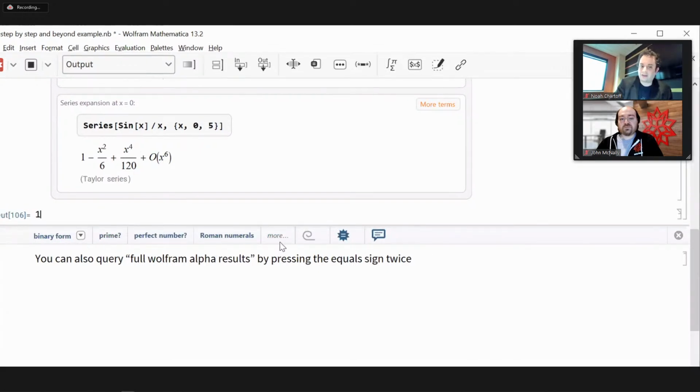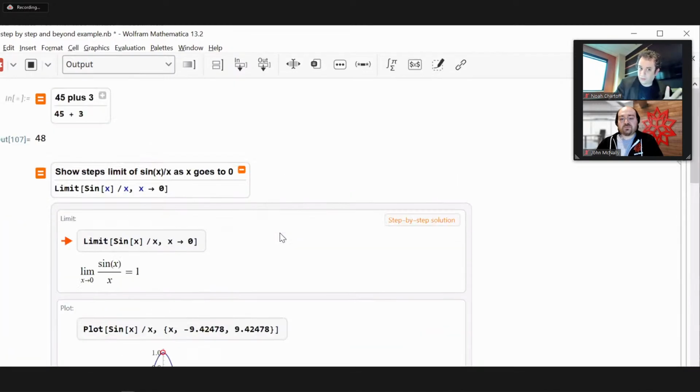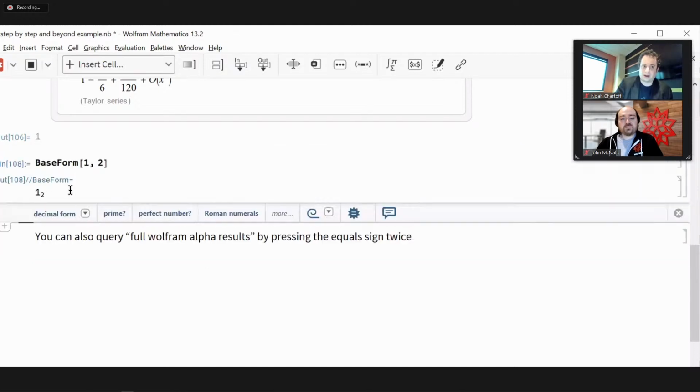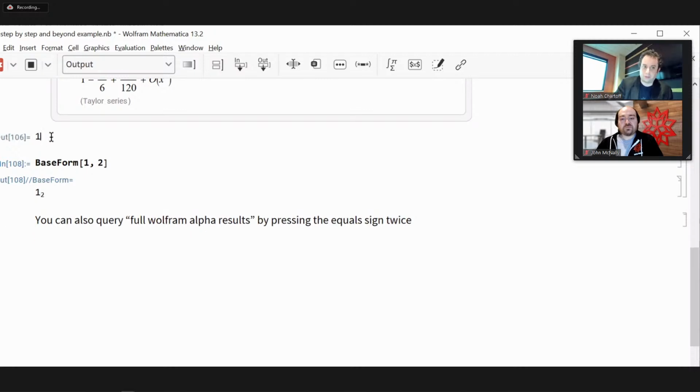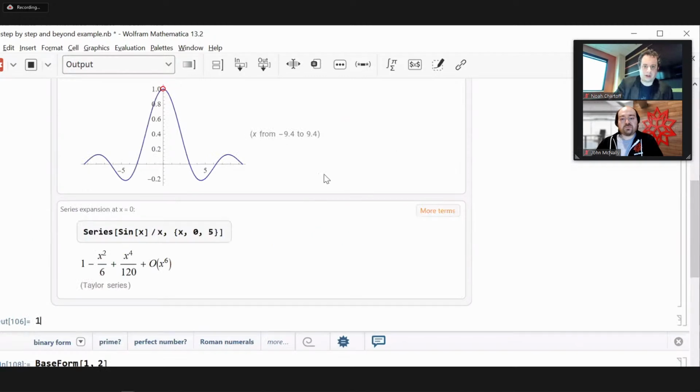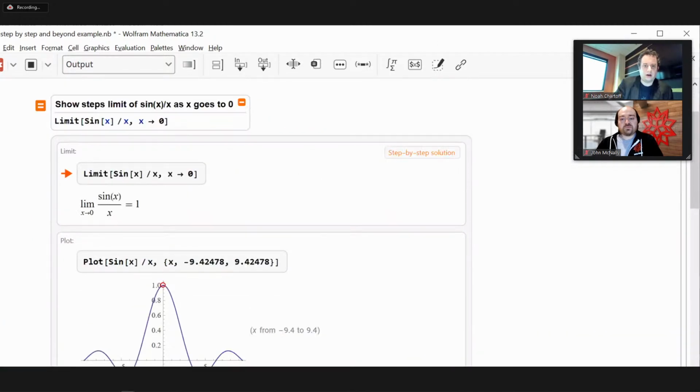Notice that these suggestions here are not for the prompt. The suggestion bar suggestions are for the answer. So for example, if it's asking for binary form, it's talking about binary form of the number 1. That's what it's working on. So with just a little bit of investigation, you'll find these all over the place.